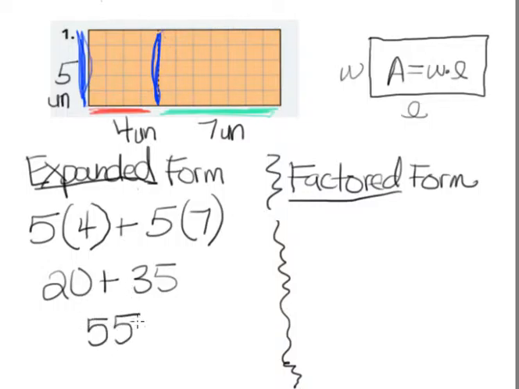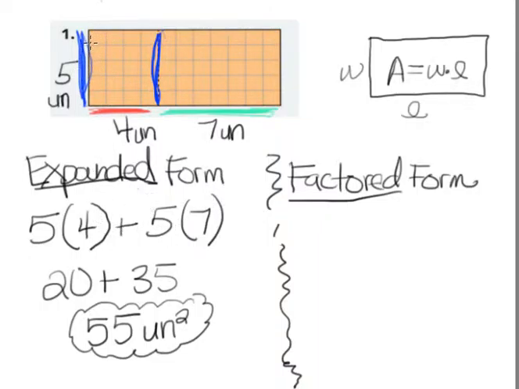And remember, we're going to add in our units, so I'll say that's 55 units. And we multiplied units times units and units times units, so we have units squared. So that's what I get if I work in expanded form. Let's see what this will look like in factored form.